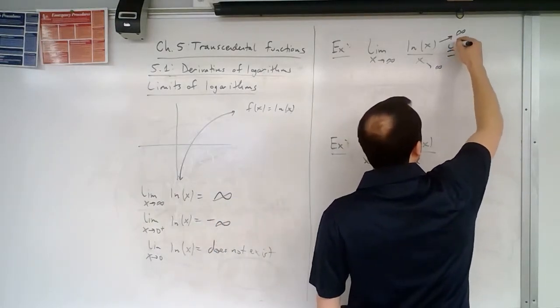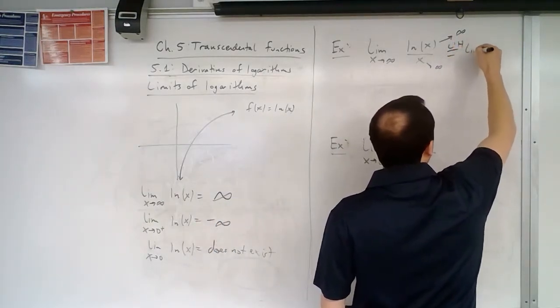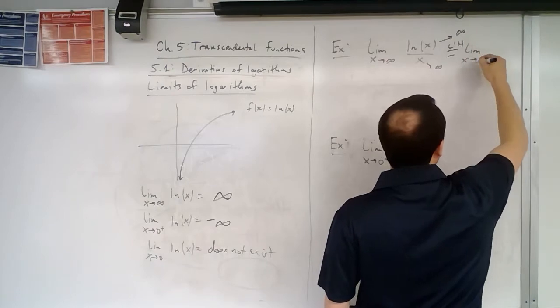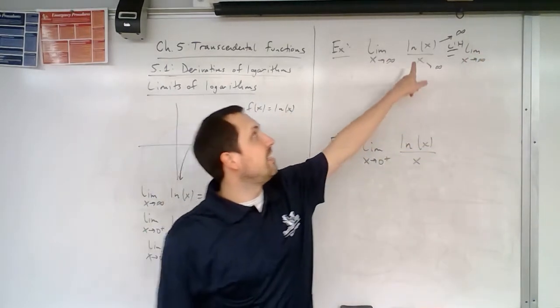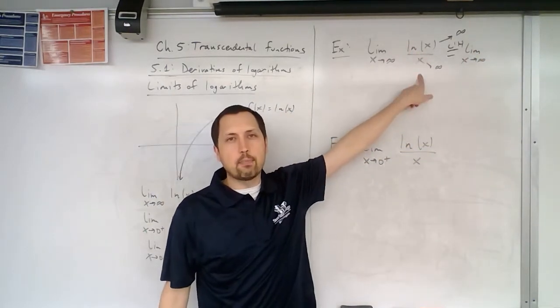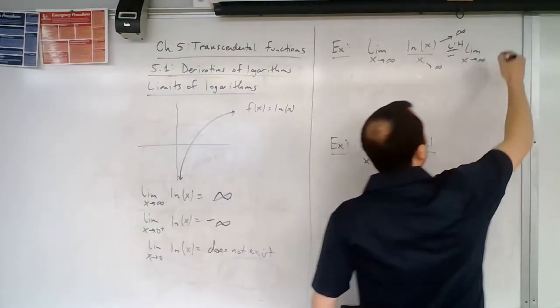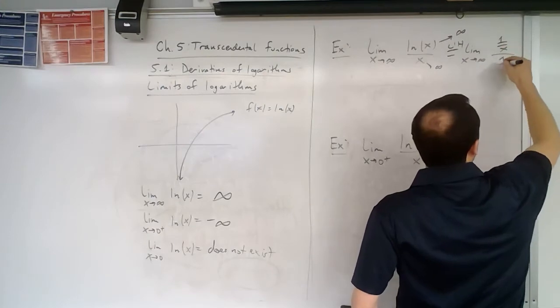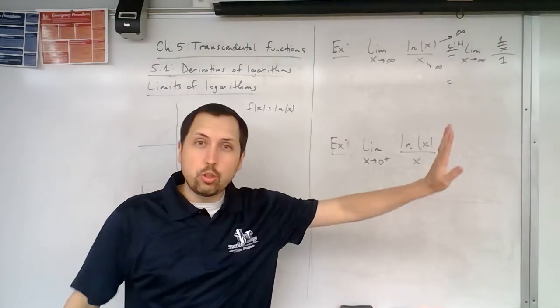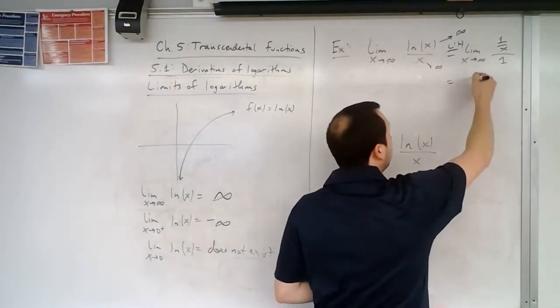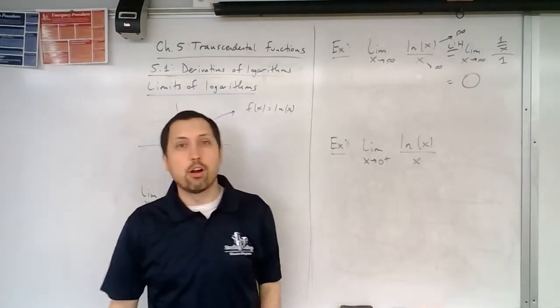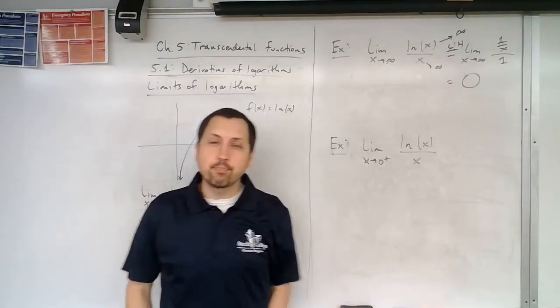So when I take a look at using L'Hopital's rule, I have the limit as x goes to infinity. Remember, L'Hopital's rule says I take the derivative of the top divided by the derivative of the bottom. The derivative of the top is 1 over x. The derivative of the bottom is 1. So when x goes to infinity, this whole expression goes to 0. So that is the limit.